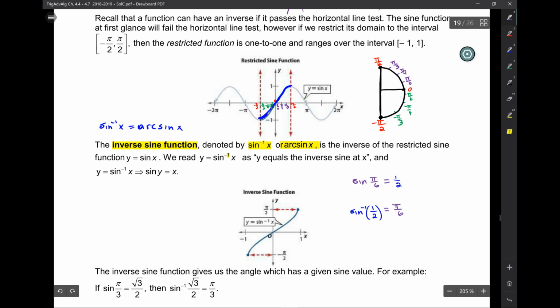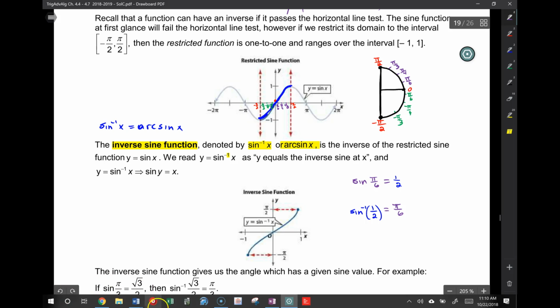Do you see how they're switched? This is what I would ask you before. Sine of pi over 6 is 1/2. How do you know that? You just do, because of the unit circle. Can you just draw it every single time when you do that? Yeah, you can draw it.